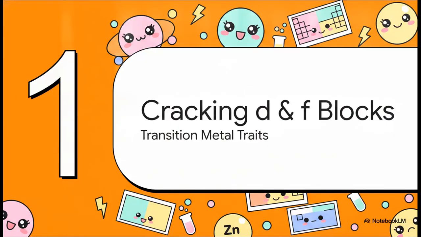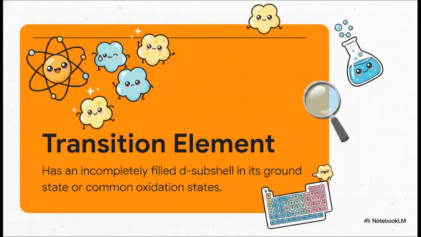Section 1. Cracking D and F blocks. What actually makes a transition metal? Let's see how this builds your core understanding. Because as we saw with zinc, mere geography on the periodic table just isn't enough. The absolutely crucial point is right here in the official definition. It is all about having an incompletely filled D subshell. That is the ultimate cheat code for understanding their unique properties.